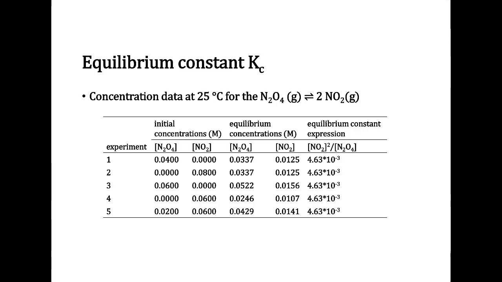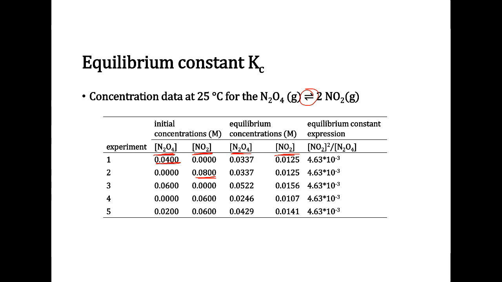So let's go ahead and take a look at some data. This is for the decomposition of dinitrogen tetroxide going on to form nitrogen dioxide. So here, what I want you to look at is we are given initial concentrations for both the reactants and the products, and then we are also given equilibrium concentrations. As we look through the experiments, we vary whether we start with only reactants or only products, and this reaction is reversible. It can go either forward or backwards because of the double-sided arrow.